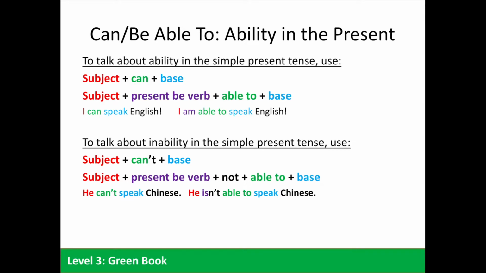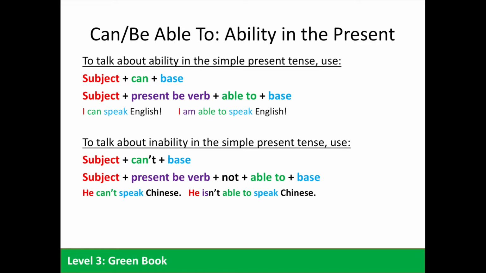And for be able to, again, start with the subject. We have the present tense of the be verb, then the negative not, followed by able to, and then the base verb. Some examples: He can't speak Chinese. He isn't able to speak Chinese.